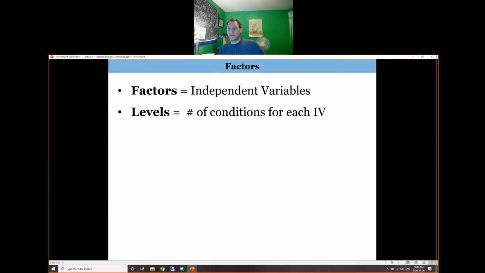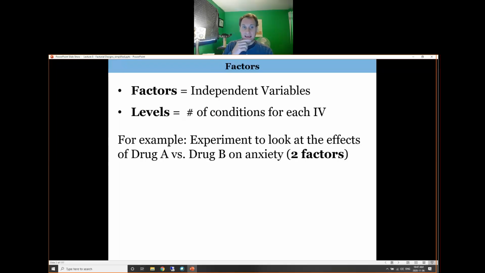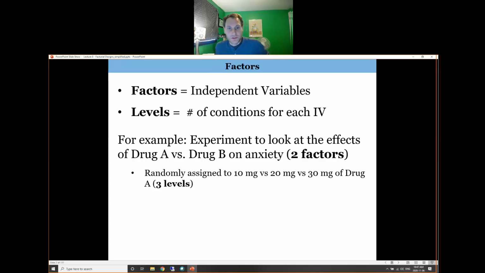So before we get too far, we have to establish some terminology, some definitions. Factors are our independent variables, and levels are the number of conditions for each IV, for each independent variable. So for example, if we had an experiment looking at the effects of drug A versus drug B on anxiety, we would have two factors, and each drug might have different levels, right?